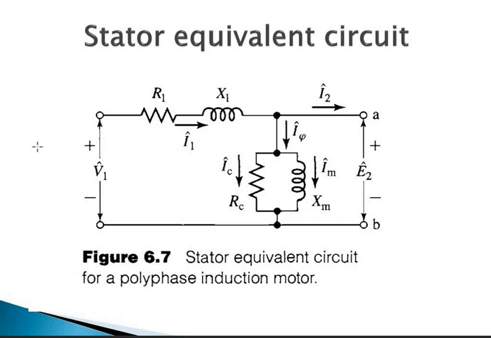So the stator circuit mainly consists of the supply voltage V1, stator resistance R1, and stator reactance X1. Due to this supply of V1 voltage, the current I1 will flow through R1 and X1, and at that point this I1 is divided into two currents, I2 and I5. The I5 current will be divided further into IC and IM.